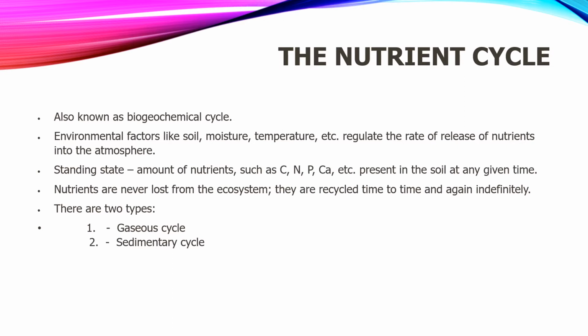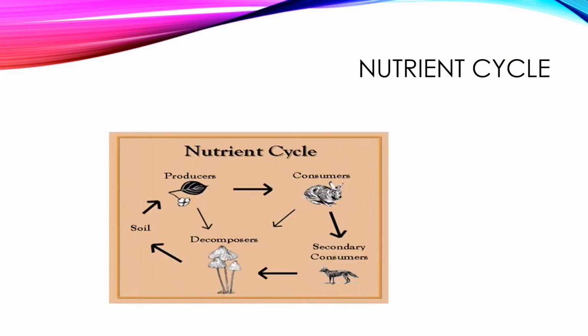These biogeochemical cycles are classified into two categories. One is gaseous cycle and second is sedimentary cycle. We will study both gaseous as well as sedimentary cycle. This is a simple example which shows how the abiotic and the biotic are interconnected, and how the nutrients flow from the abiotic to biotic and back to abiotic.